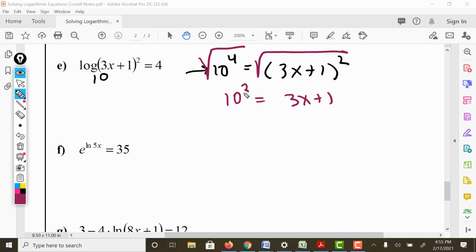So that's 10 squared. Now, if that hurts your brain, it's okay. You can do 10 to the 4th is 1 followed by 4 zeros, right? You could do the math, then square root that number, and that number is going to come out to be 100 anyway.